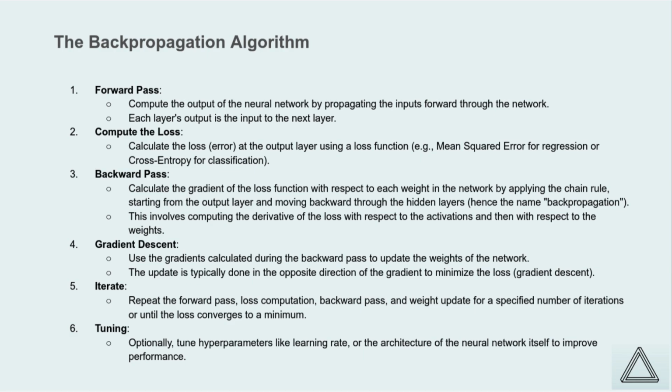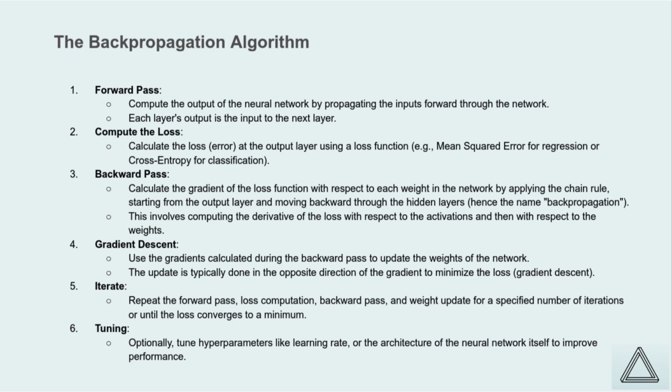Backward pass. This is where the network learns from its mistakes. The backward pass calculates the gradient of the loss function with respect to each weight in the network. By applying the chain rule of calculus, the algorithm computes how changes in each weight affect the loss. This computation begins at the output layer and proceeds backward through the network's hidden layers.